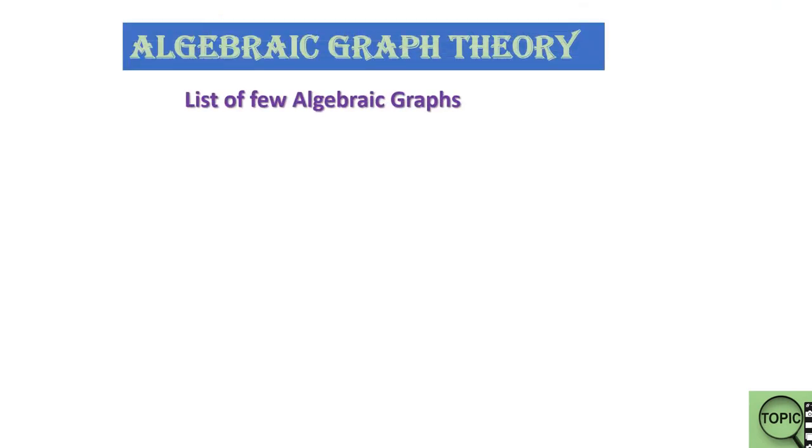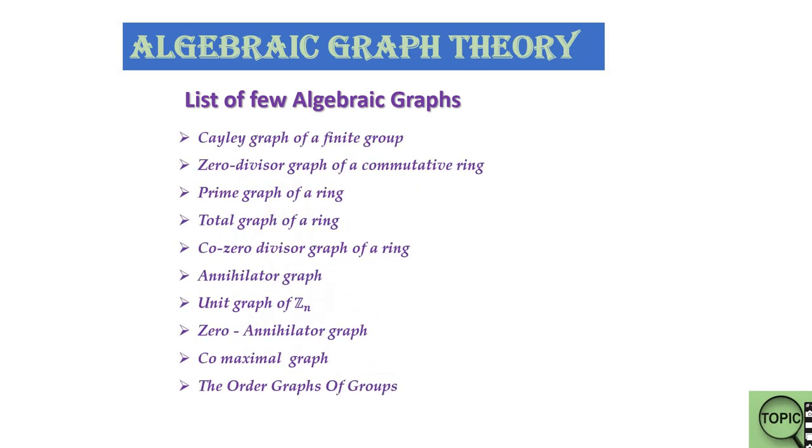Then in the case of algebraic graph theory, we have a list of a few algebraic graphs: Cayley graph of a finite group, zero divisor graph of a commutative ring, prime graph of a ring, total graph of a ring, co-zero divisor graphs of a ring, annihilator graph, unit graph of Zn, zero annihilator graph, co-maximal graph, the order graphs of groups. These are very few topics that are mentioned here under algebraic graphs.